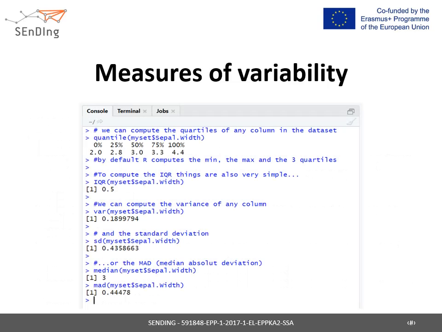In this example, we call the quantile function on the cycle width column to compute the minimum, max and the three quartiles. It is also very simple to compute the IQR. All we need to do is to give the IQR function the column we want as argument. Next, we compute the variance of column cycle width and next, its standard deviation. Last, we compute the median of the cycle width column and then the median absolute deviation.